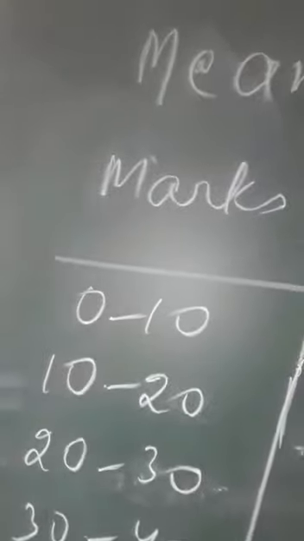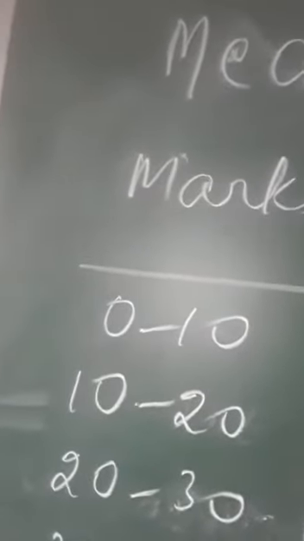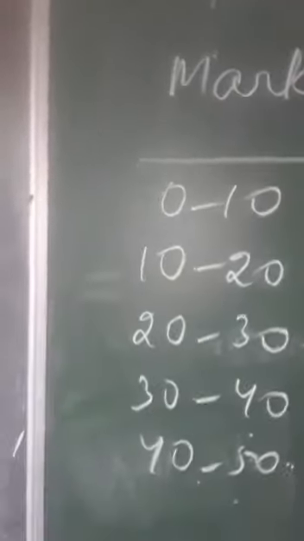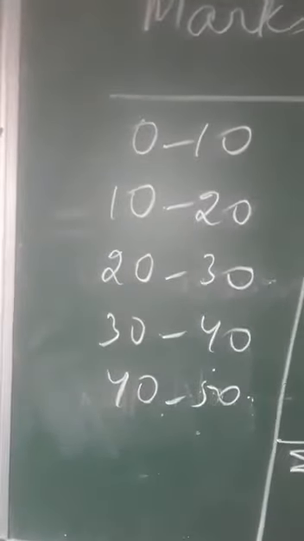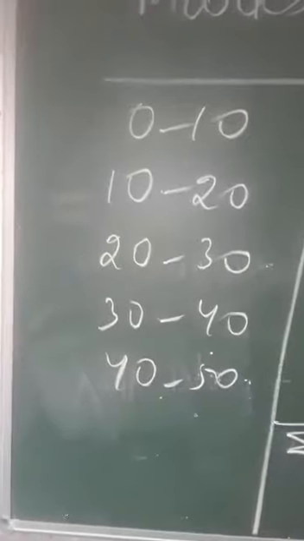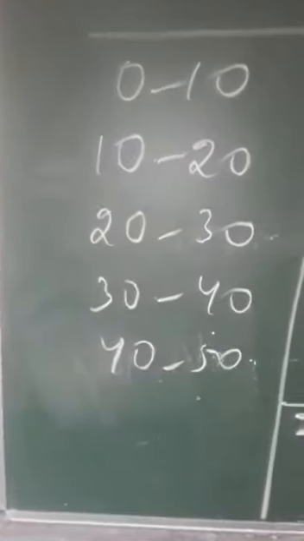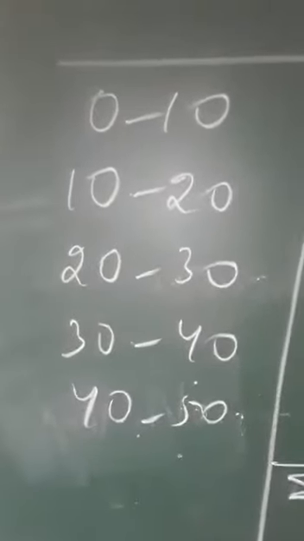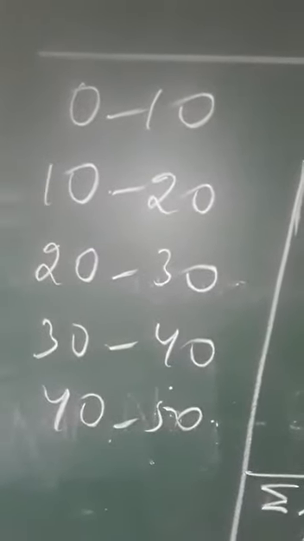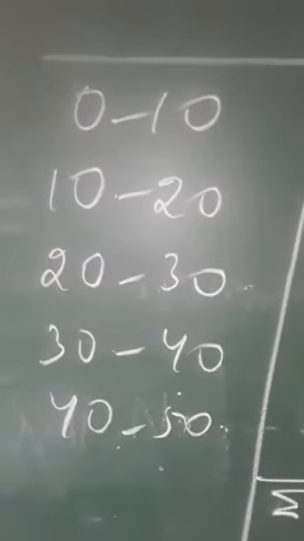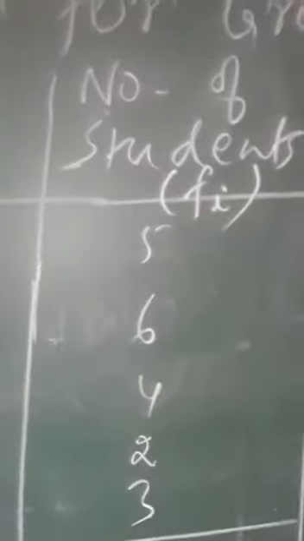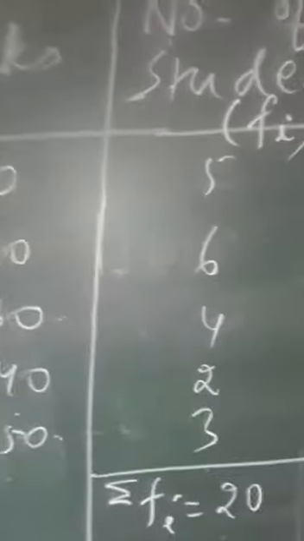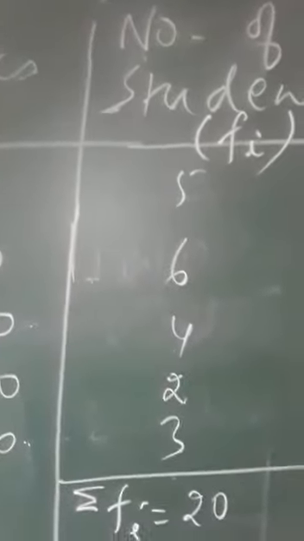Here the marks are given in the class intervals of 0 to 10, 10 to 20, 20 to 30, 30 to 40 and 40 to 50. These are the groups made for the marks and their corresponding frequencies. It means the number of students placed in each group. In the 0 to 10 group we have 5 students, therefore its frequency is 5.